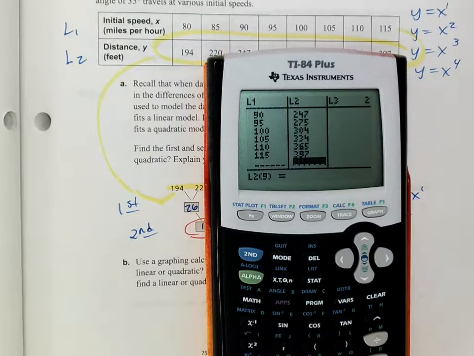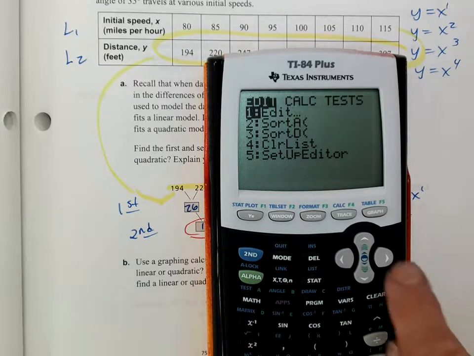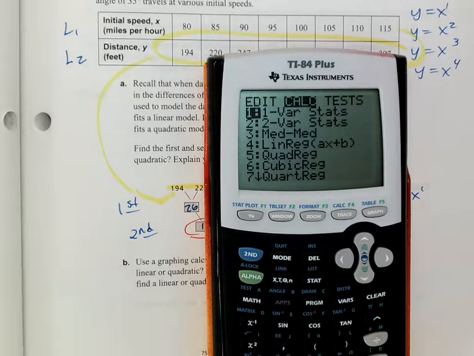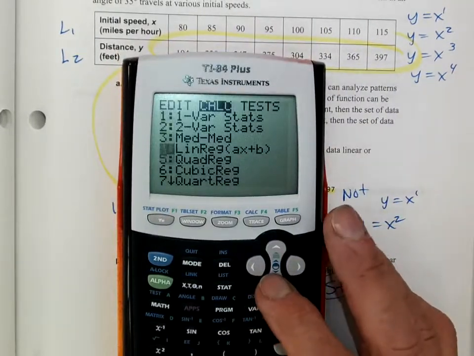Tell me when you're ready. So now I want to calculate an answer, right? So I'm going to go to stat again, go over to calculate, and I want to calculate... I know which one I'm going to do. I'm going to do the quadratic, right?